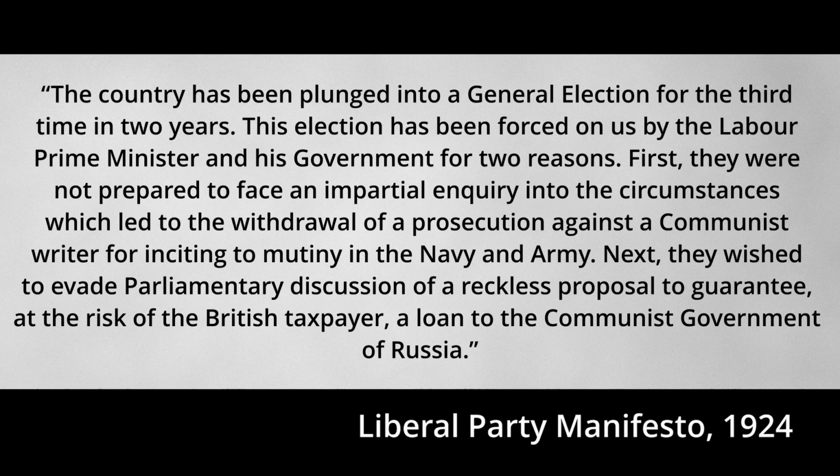Quote, "The country is being plunged into a general election for the third time in 2 years. This election has been forced on us by the Labour Prime Minister and his government for 2 reasons. First, they were not prepared to face an impartial inquiry into the circumstances which led to the withdrawal of a prosecution against a communist writer for inciting to mutiny in the Navy and Army. Next, they wished to evade parliamentary discussion of a reckless proposal to guarantee, at the risk of the British taxpayer, a loan to the communist government of Russia."